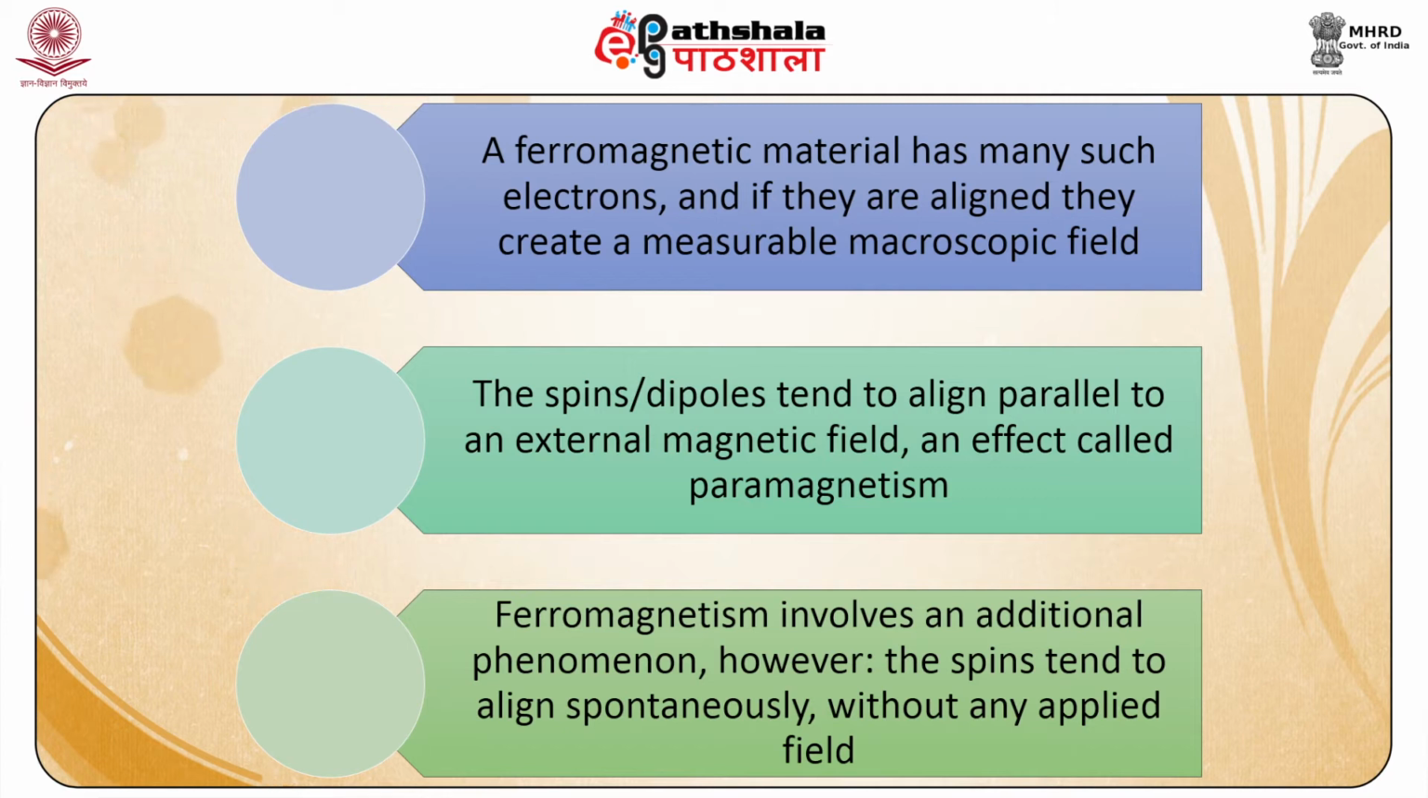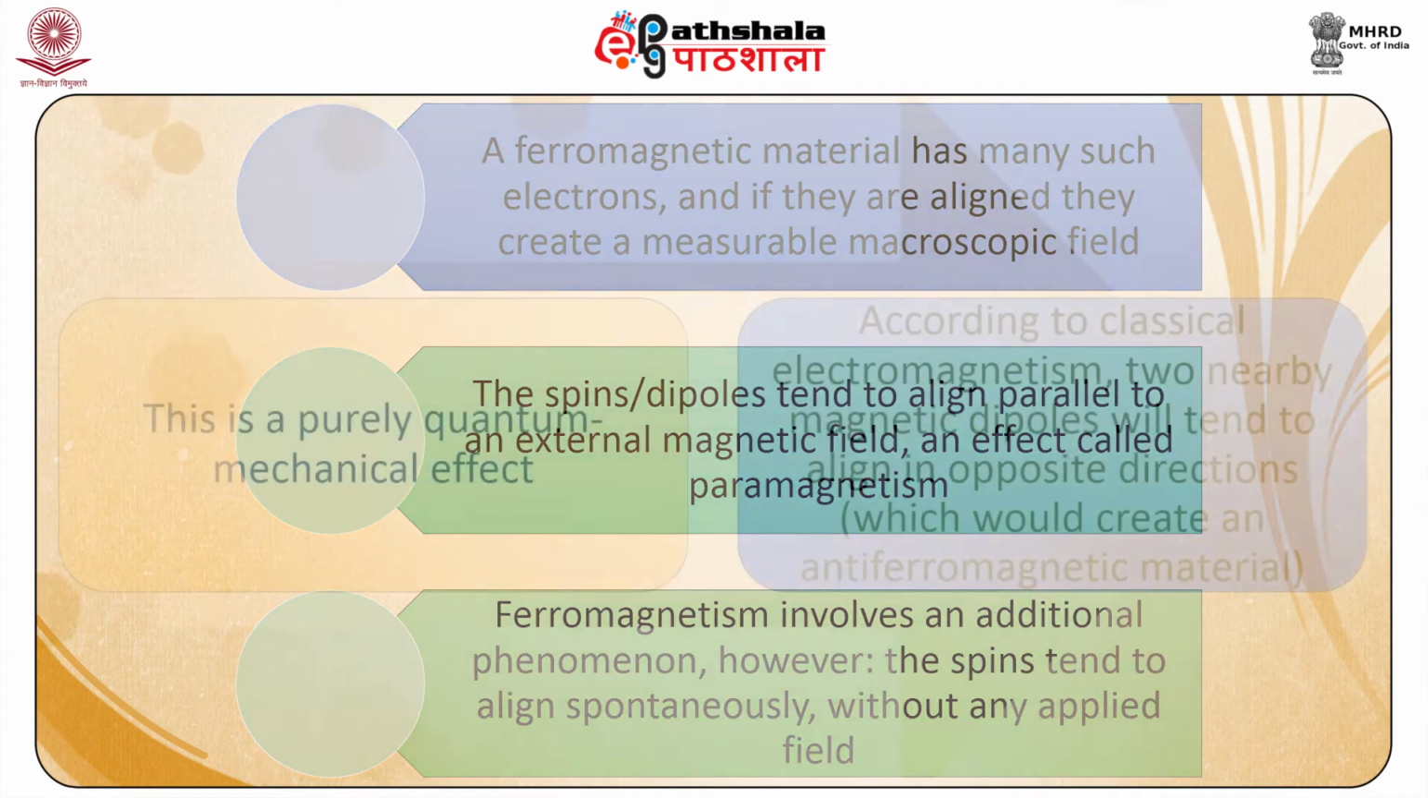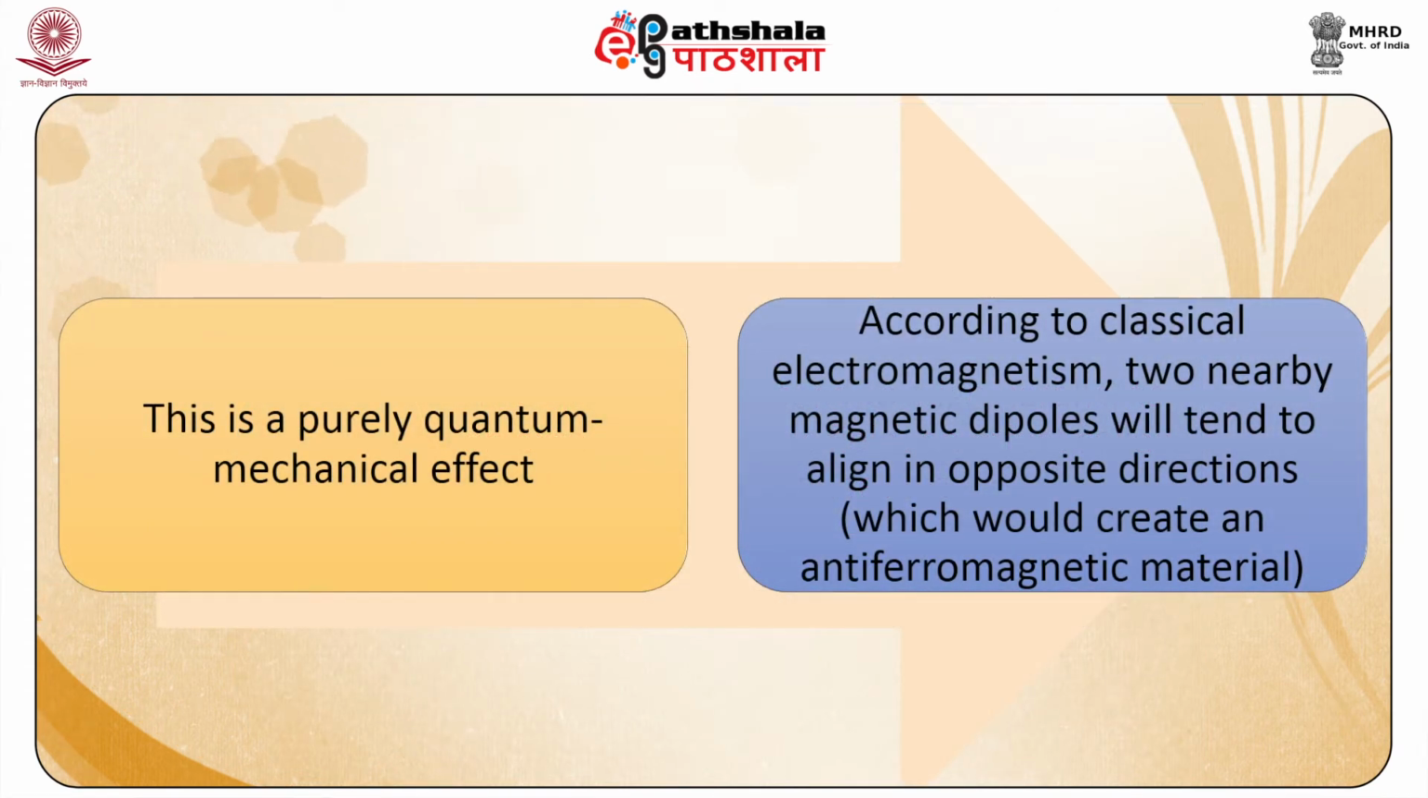The spins or dipoles tend to align parallel to an external magnetic field, an effect called paramagnetism. Ferromagnetism involves an additional phenomenon. The spins tend to align spontaneously without any applied field. This is a purely quantum mechanical effect.